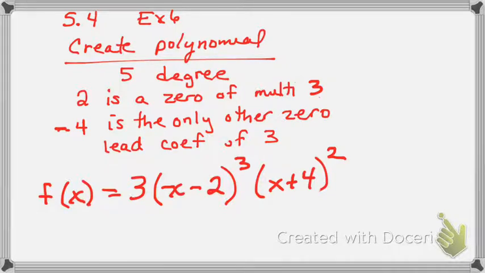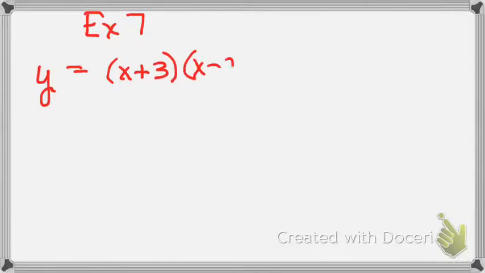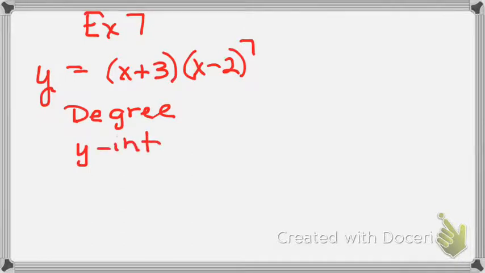Okay. All right. Example 7. This time I'm going to give you the polynomial, but I'm going to ask you specific things about it, specific characteristics. If I tell you that we have y equals, or f of x equals x plus 3 times x minus 2 to the 7th power, and I ask you for the degree, the y-intercept, the x-intercepts, and also any intercepts that flatten out.